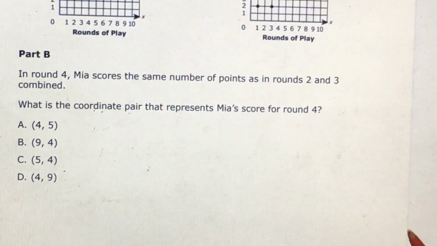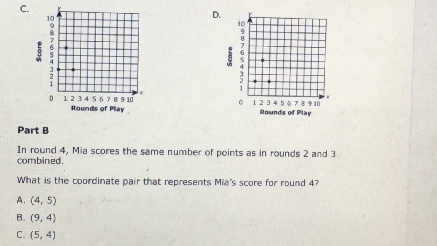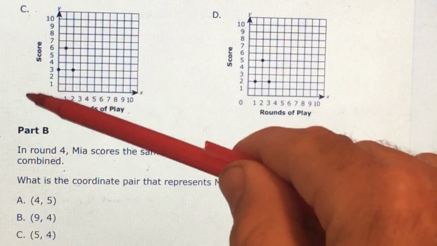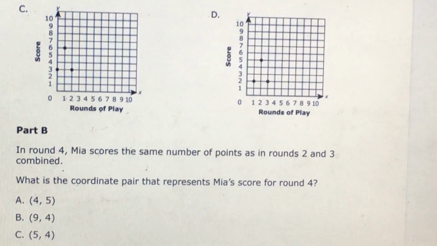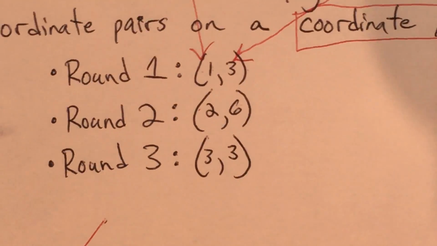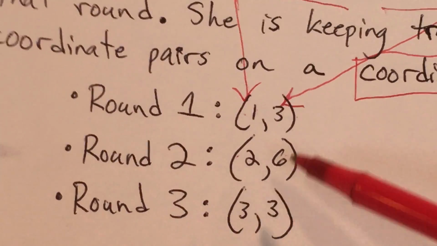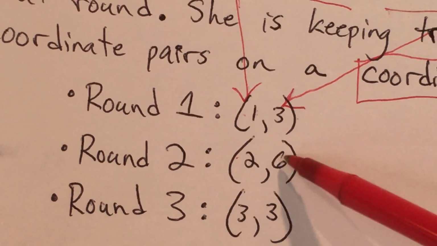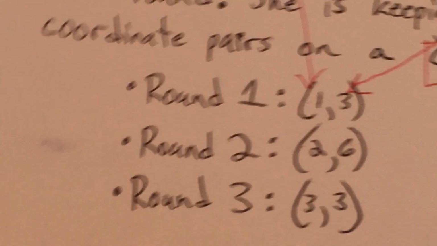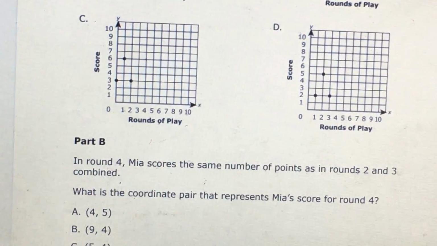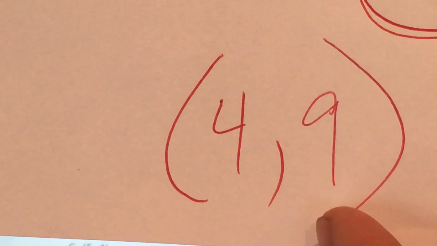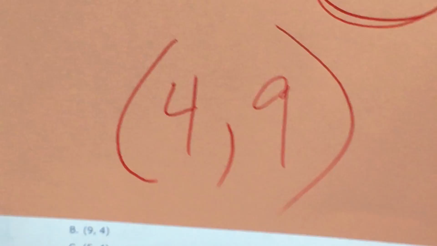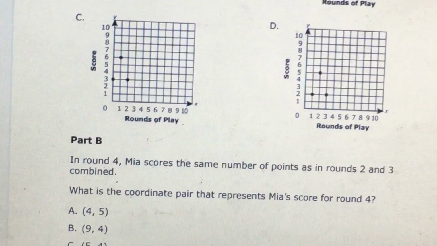And remember that their score is the Y-axis here. So the score is going to be, she scored the same number of points as rounds 2 and 3 combined. So let's look back to here. Rounds 2 and 3 combined, she scored 6 points in round 2 and 3 points in round 3. So combine those, 6 plus 3 is 9. So the coordinate pair is 4 because it's round 4. And the score was those combined scores for rounds 2 and 3, which are 9. So our next coordinate pair for round 4 is 4, 9.